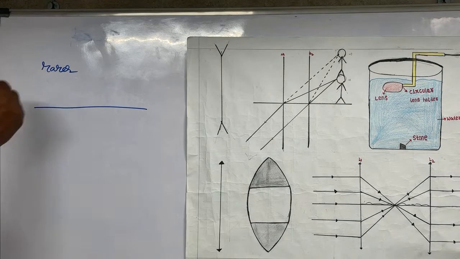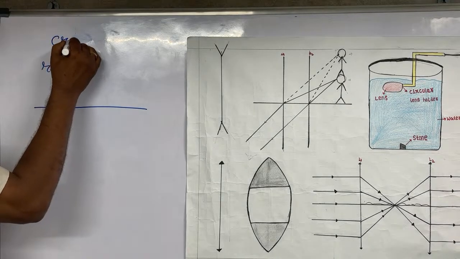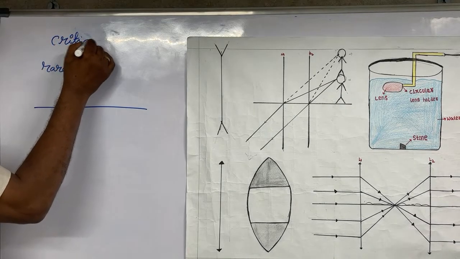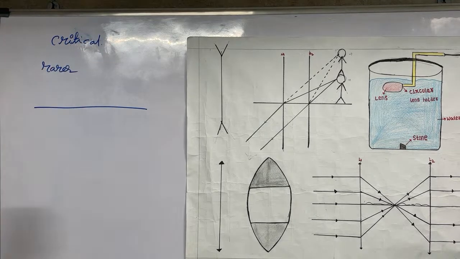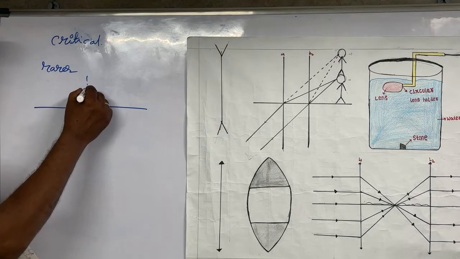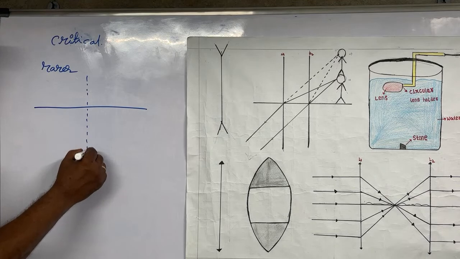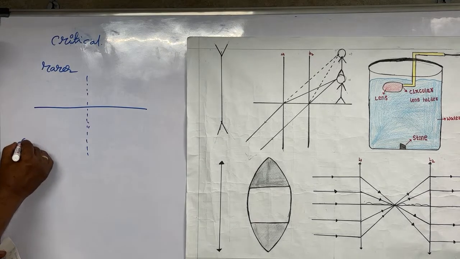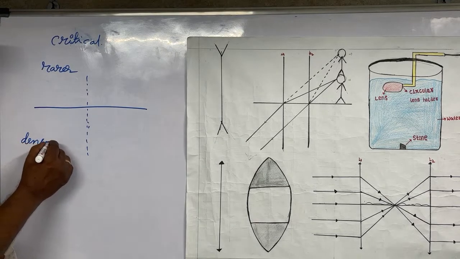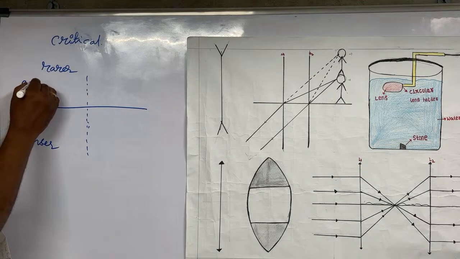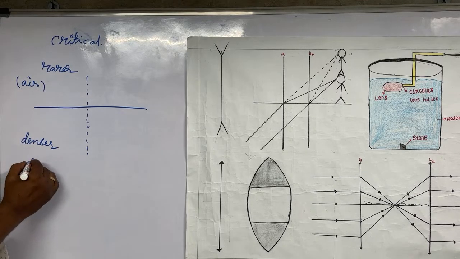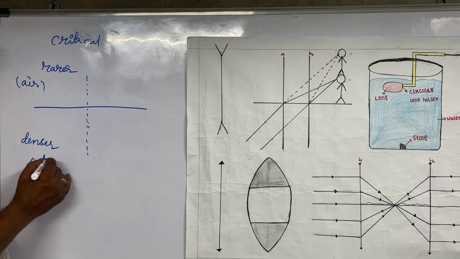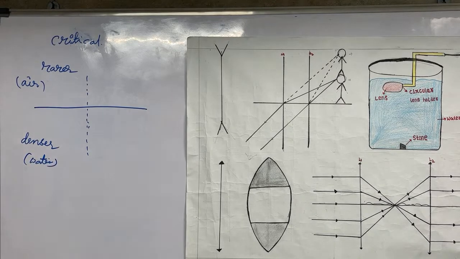Now, a very important concept here. What is the meaning of critical angle? This is the most important topic. What is the meaning of critical angle? I will explain with the picture here now. This is the denser medium, water. This is the rarer medium, air. Now, how do we understand the critical angle here?